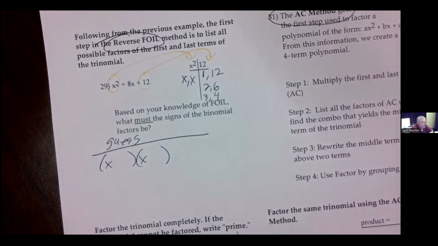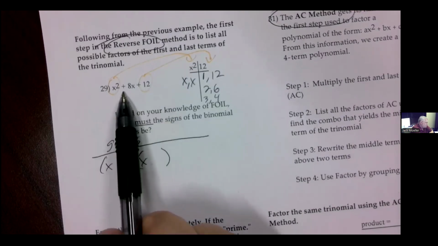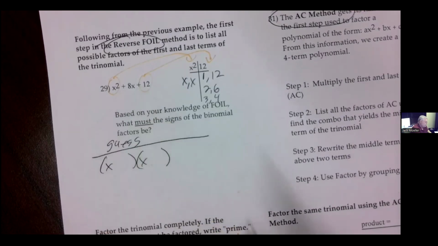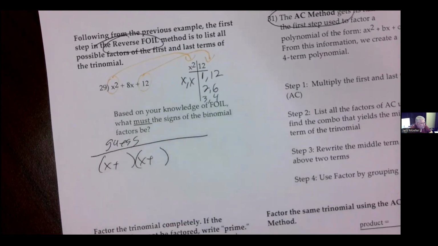Now, this is where I put in the signs. Some people like to worry about the signs in different spots. This is where I do the signs. What do the signs in those factors have to be? Well, if you look at the original trinomial, everything's positive. So that means everything has to be positive in our binomials.